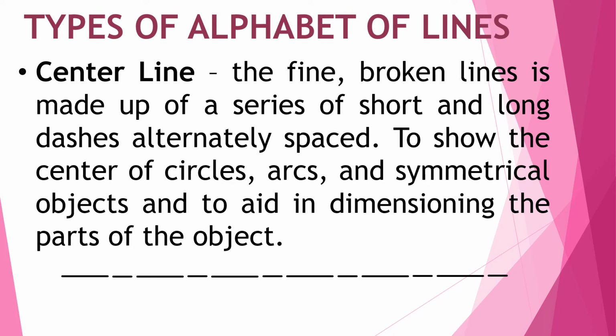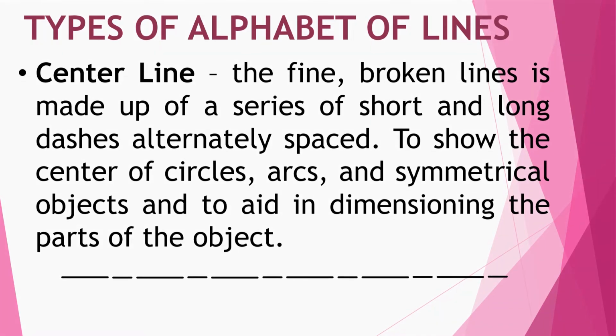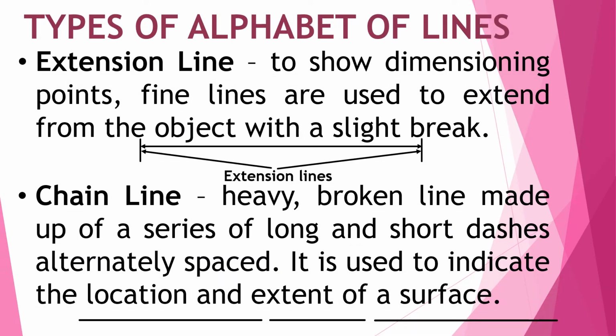Next type of alphabet of line is the center line. The fine, broken line is made up of a series of short and long dashes alternately spaced. It shows the center of circles, arcs, and symmetrical objects, and aids in dimensioning the parts of the object. Another alphabet of line is the extension line. To show dimensioning points, fine lines are used to extend from the object with a slight break.